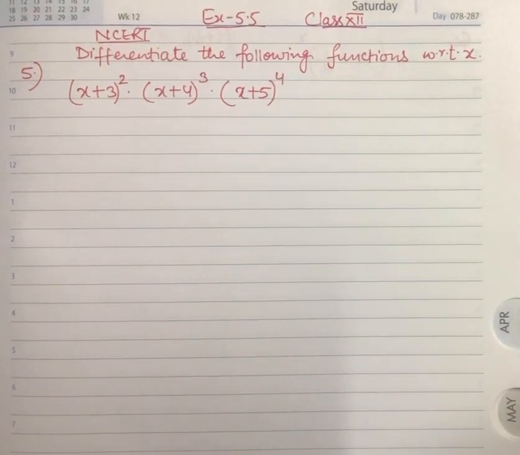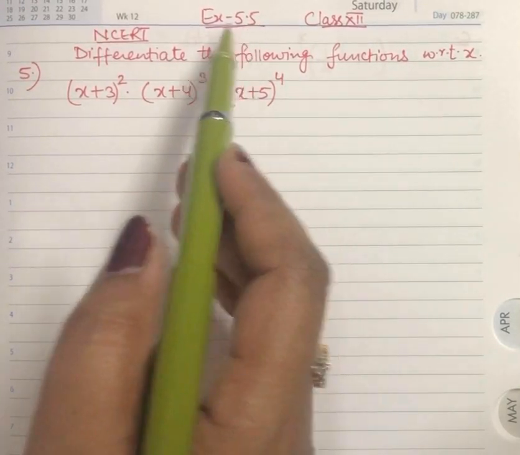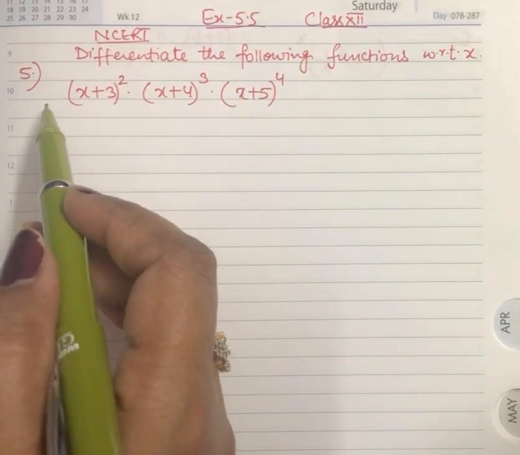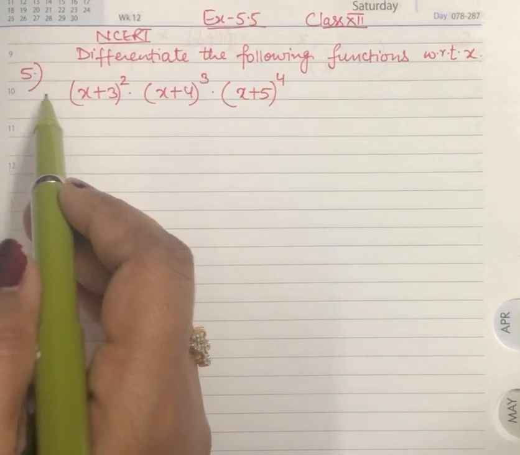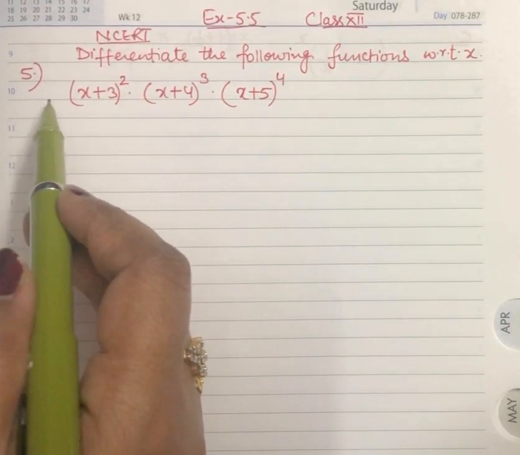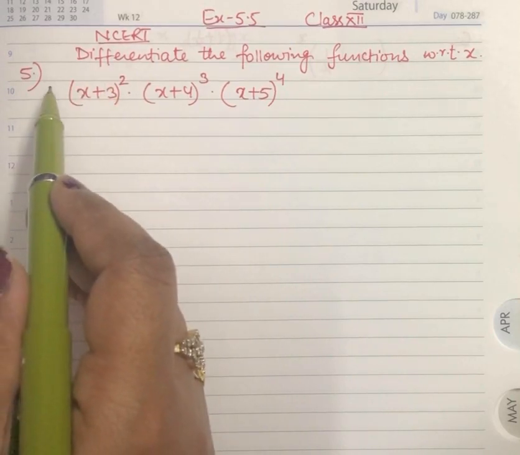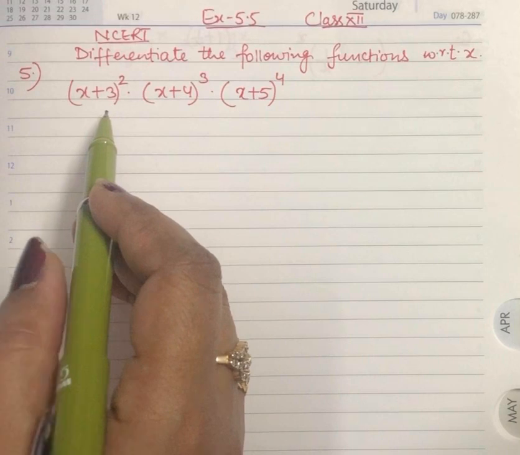Welcome students. In this video we are going to solve sums of exercise 5.5 of NCERT class 12th. In the last video we did up to the fourth question, and in this video we will solve the fifth onwards. Fifth question, here we have to differentiate the following functions with respect to x.